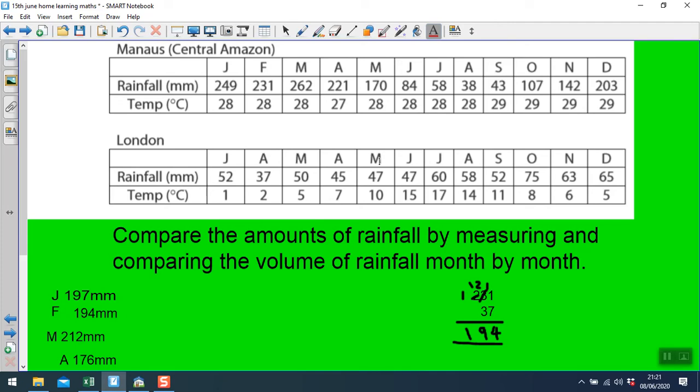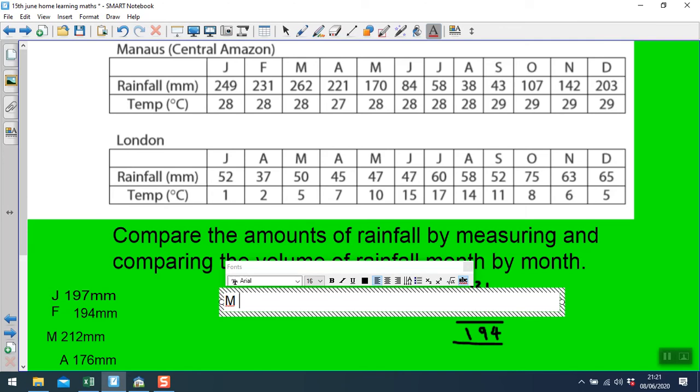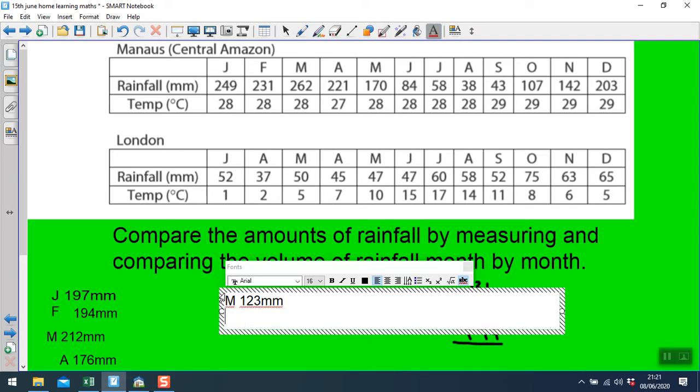May we've got 170 take away 47. We have got 123. June we've got 84 take away 47. And that is 37.